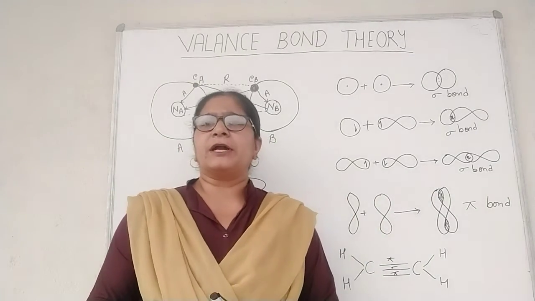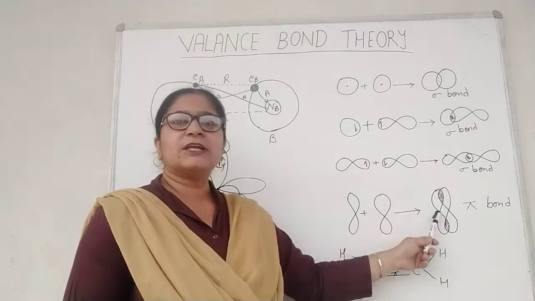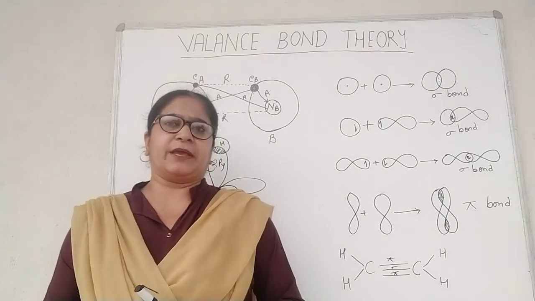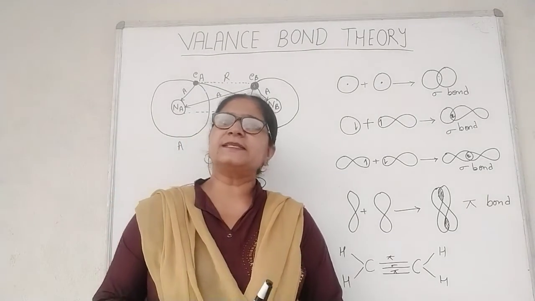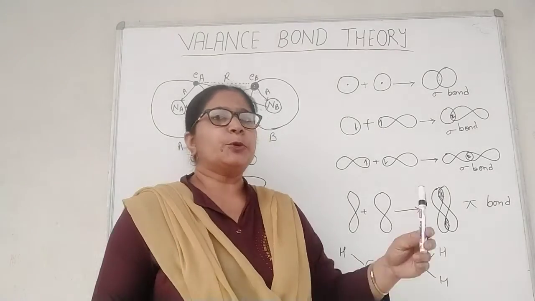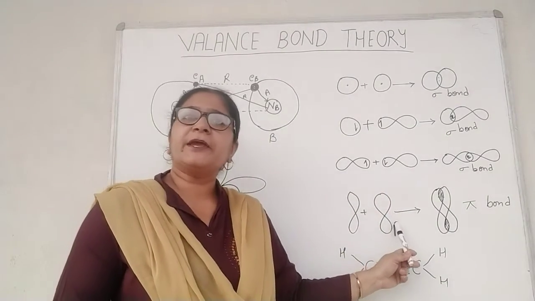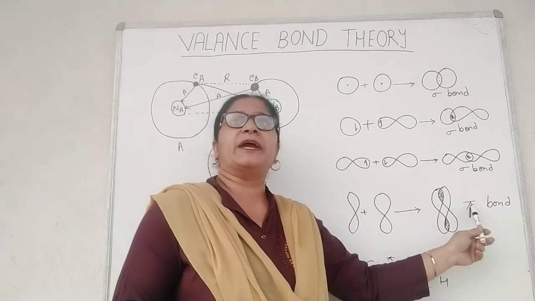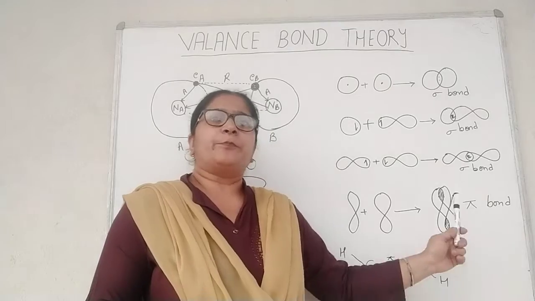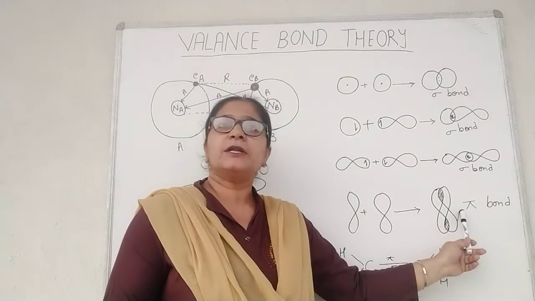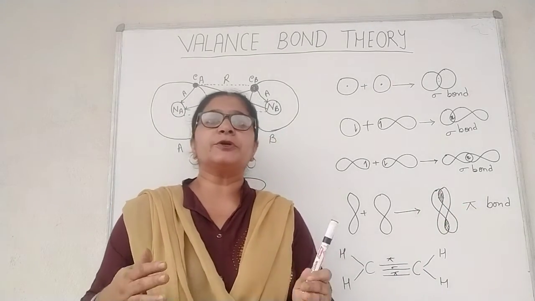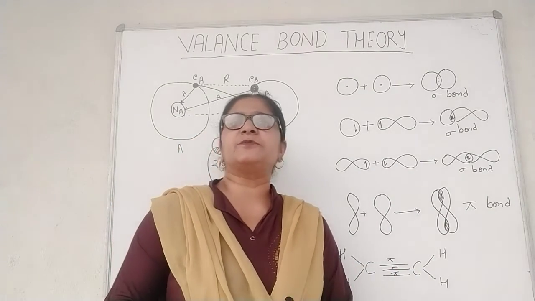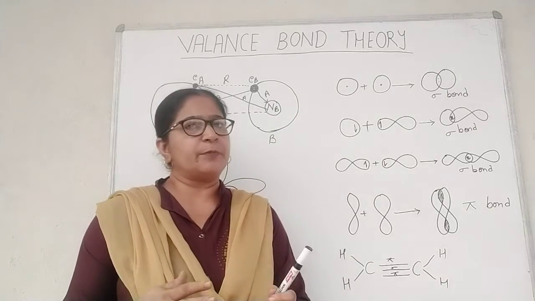A pi bond is formed when atomic orbitals overlap in such a way that their axes remain parallel to each other and perpendicular to the internuclear axis. So now here a p-pi bond is formed. The pi orbitals formed due to the sidewise overlap consist of two charged clouds above and below the plane of the participating atoms.